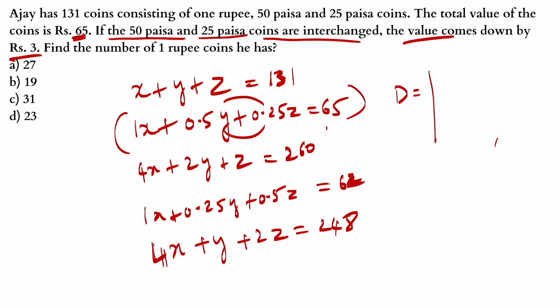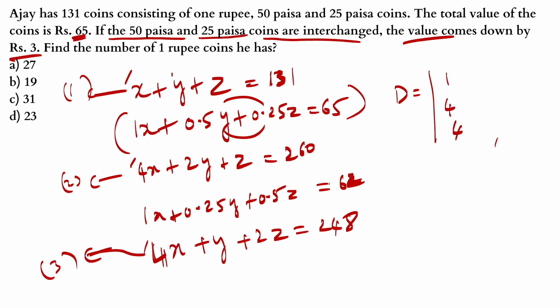Now we shall find the determinant. You must have remembered that to calculate the determinant we will take the coefficients of x, y and z. What is the coefficient in the first case? This is the first equation, this is the second one, and this is the third one. So the coefficients of x are 1, 4 and 4. Coefficients of y are 1, 2 and 1. Coefficients of z are 1, 1 and 2.